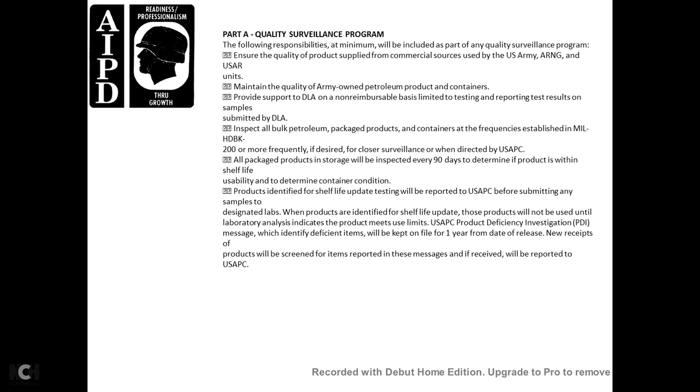Lesson 2: Conduct a Quality Surveillance Program. The following responsibilities will be included, at a minimum, as part of the quality surveillance program: ensure quality product is supplied from the commercial source for the U.S. Army, Army National Guard, and U.S. Army Reserve. Maintain the quality of Army-owned petroleum product containers.